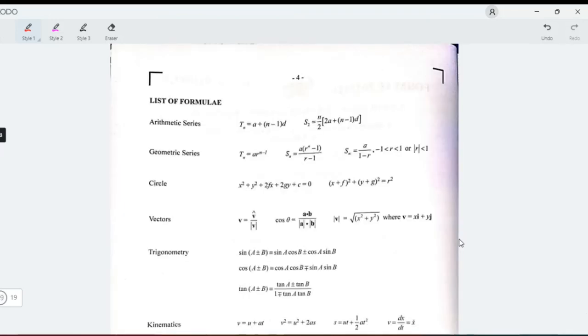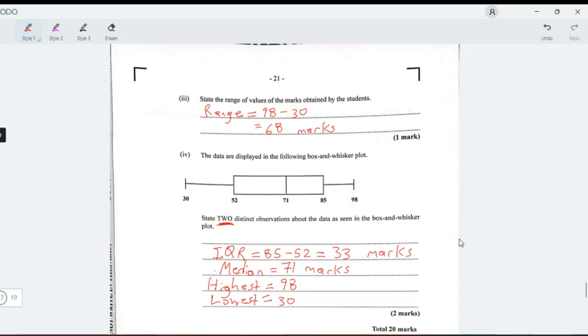And that completes the AdMath paper, so you realize it wasn't a bad paper, right? It wasn't a bad paper. Finish the paper, right? Really nice. And that was AdMath 2022.